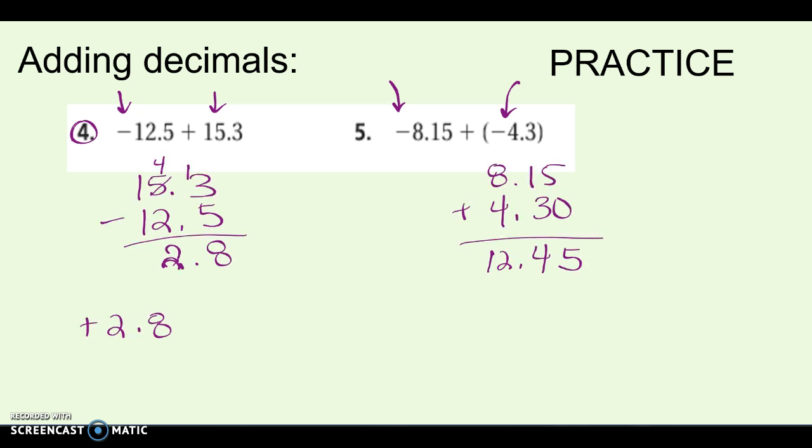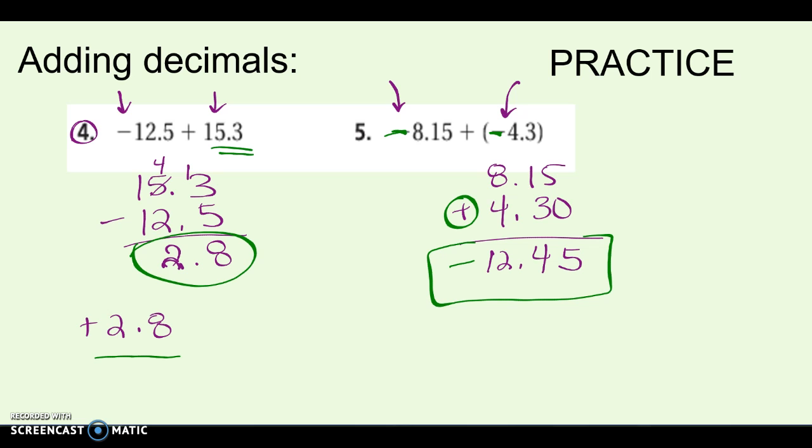So in the first one, I had a positive and a negative, which means I have to find the difference. So I subtracted and got 2.8. Keep the sign of the larger number, which was a positive here, so positive 2.8. In the next example, I had two negatives. Well, those two negatives are actually going to combine to make a bigger negative. So I added the values up, got 12.45, and since I'm putting negatives and more negatives together, I actually got negative 12.45 for my answer.